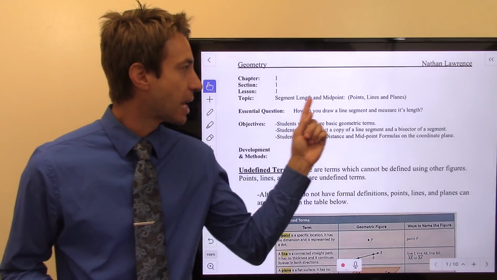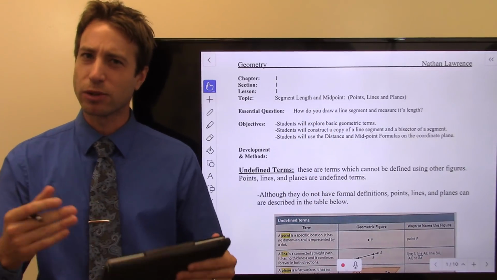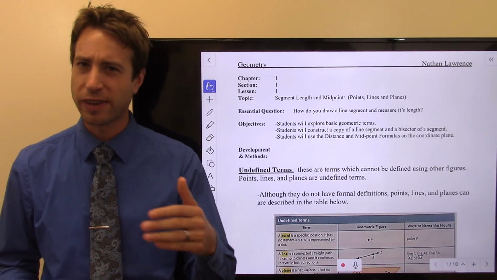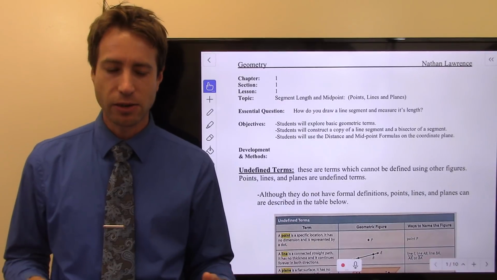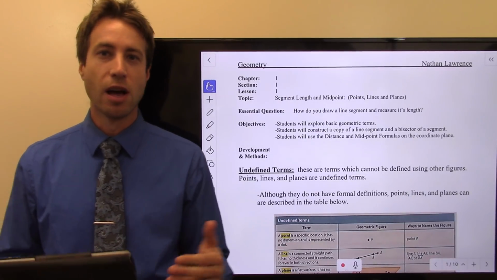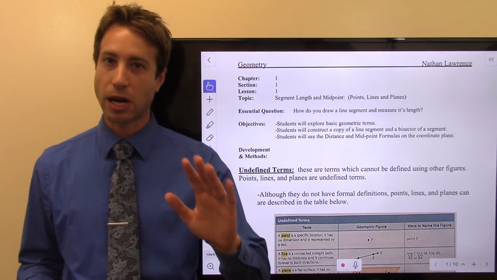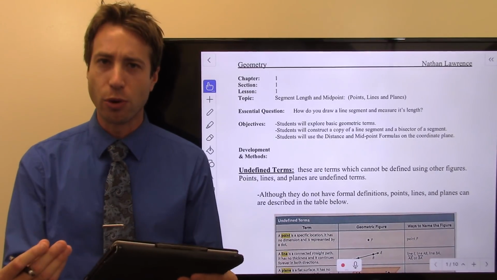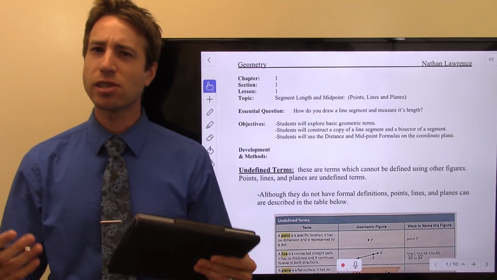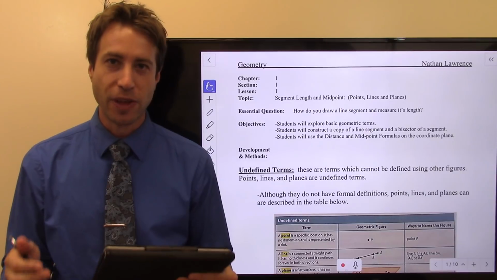I know I've got here segment length and midpoint, and we will talk about those things as well. We're even going to cover Pythagorean's theorem and the distance formula, a couple of postulates, which I'll go over with you in a second. But really, this is just going to be our introduction to geometry.